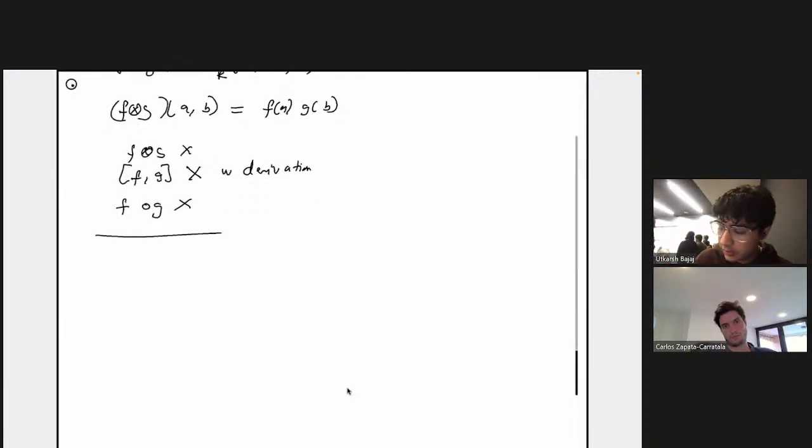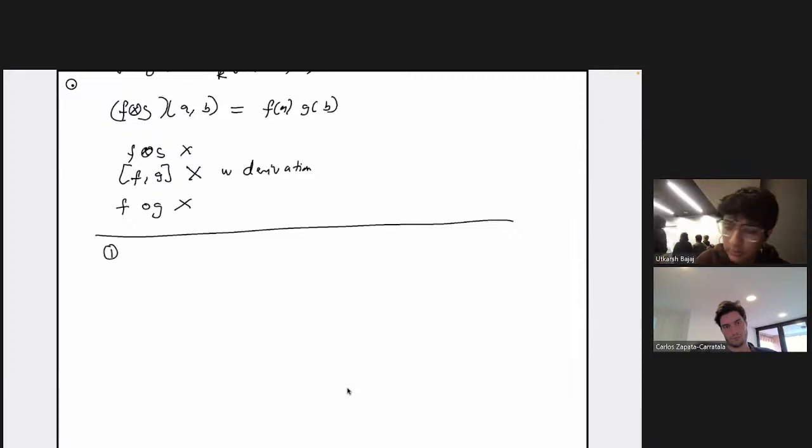Now I'm just going to tell you a few results about these W derivations. The first nice result that I have is that the map that takes A to minus A is a derivation with weight 1.